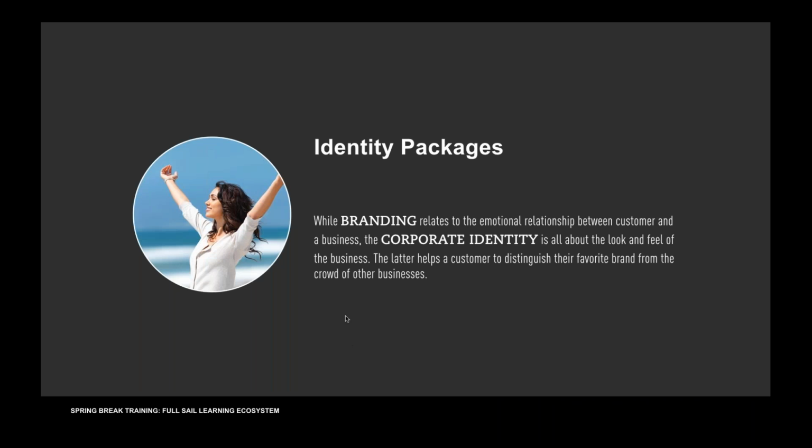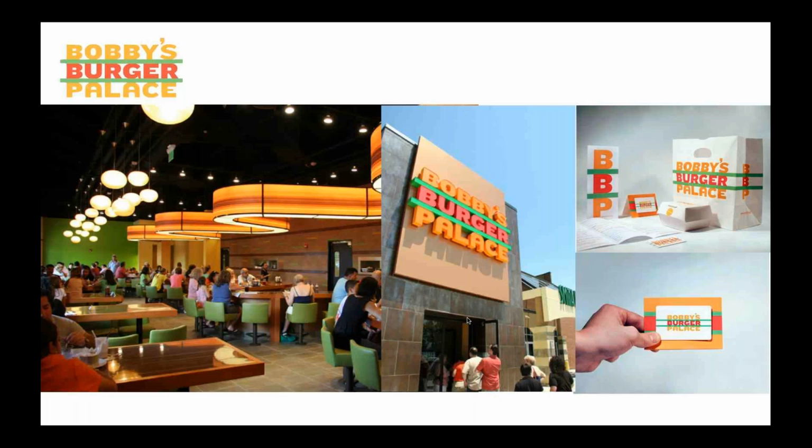Identity packages: the branding is like the idea, and the identity is how it gets expressed, how it gets manifest so that people see it. Here's a brand. This is Bobby's Burger Palace, and this was done by Pentagram. You can see the logo looks like a burger, right? 2 buns, lettuce, and meat because of that color palette. They carry that color to the interior decor, the signage, all the packaging, the business card. So it starts to flow into one consistent brand.